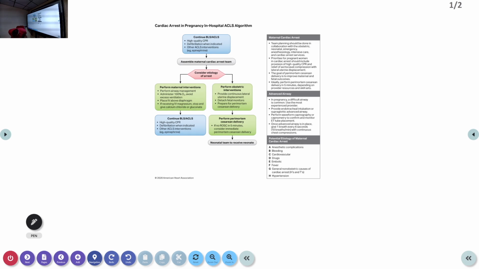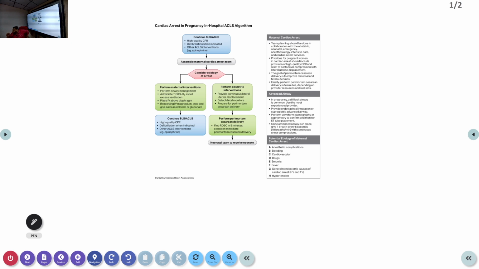Good morning. So today this will be the last algorithm that we are going to discuss in the ACLS. We have completed all major algorithms. To start with, we started with the chain of survival. Then we went ahead with the BLS algorithm, cardiac arrest algorithm, tachycardia, bradycardia algorithm, and post cardiac arrest algorithm. So these are the algorithms that we have completed. Now this is the last one.